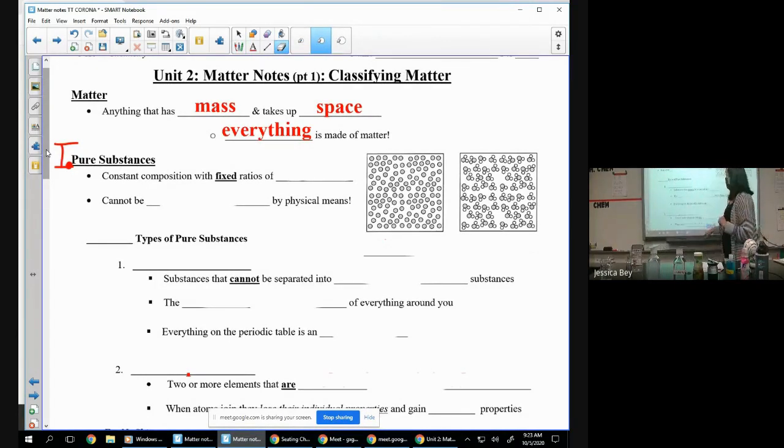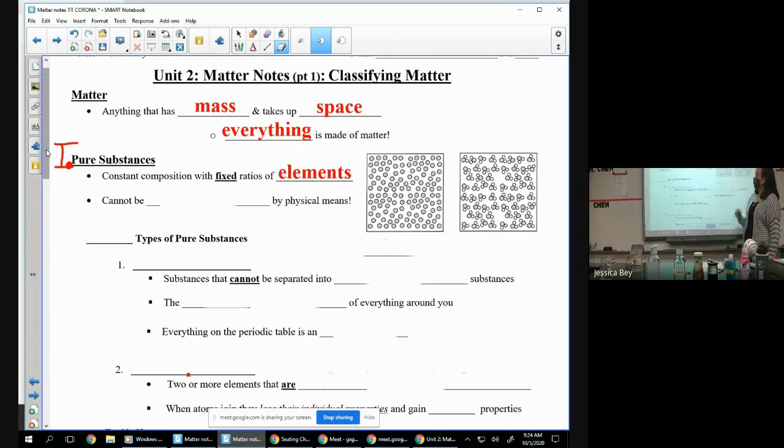Pure substances have a constant composition with a fixed ratio of elements. That means it's either a pure element or it has elements joined together in a ratio that is fixed. You can't be like, oh, I have 2 hydrogens in that one and 3 hydrogens in that. It has to be a fixed ratio.